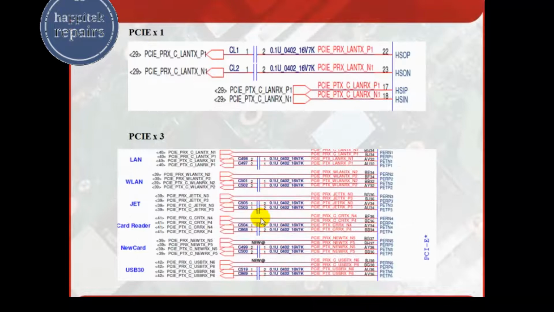Next, PCIe X1 means 1 bit: 1 for RXP, 1 for RXN, 1 for TXP, 1 for TXN. If it is written PCIe X3, it means 3 bits, 1, 2, 3 bits for RX and TX, with lines for return, like this.